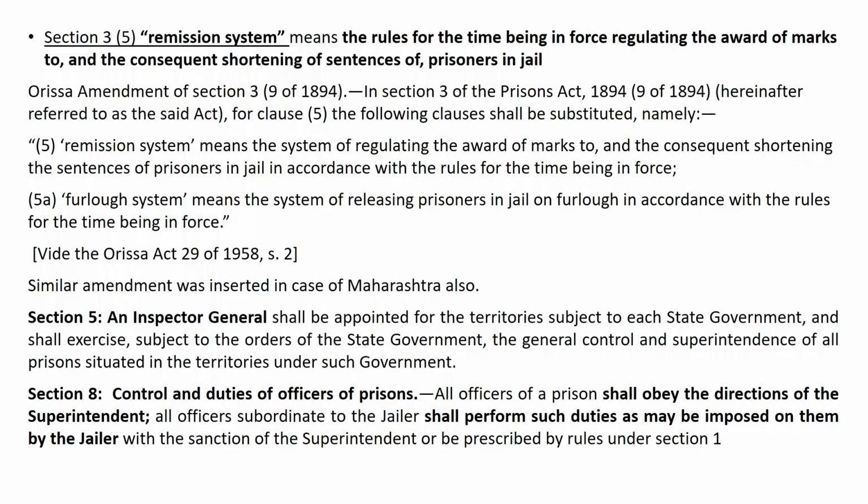Where is the definition? The definition is very much there in the Prisons Act of 1894, and remission is defined as the rules for the time being in force regulating the award of marks to and the consequent shortening of sentences of prisoners in jail. That means, if a prisoner behaves well in prison during his or her prison term, the prisoner is awarded marks, and based on the marks, the duration of his or her sentence may be reduced, and that is what is precisely called remission.